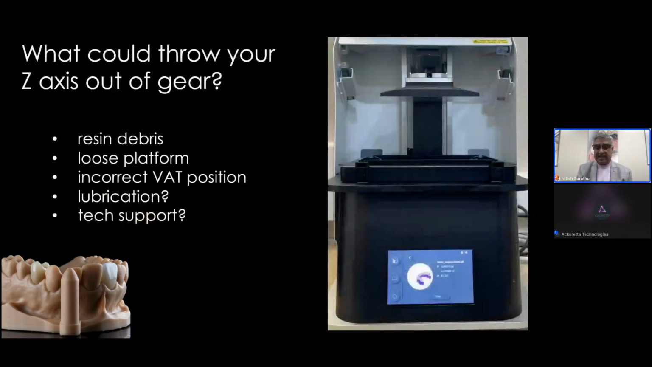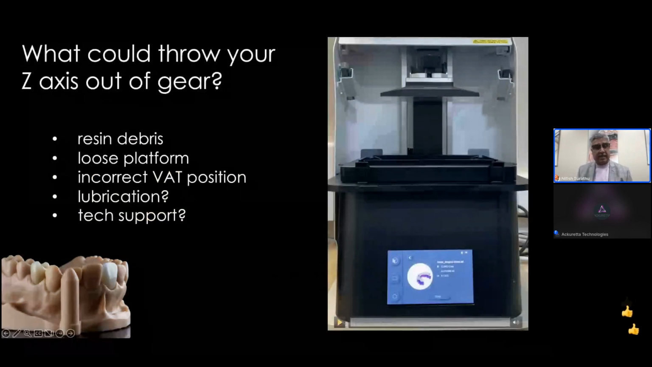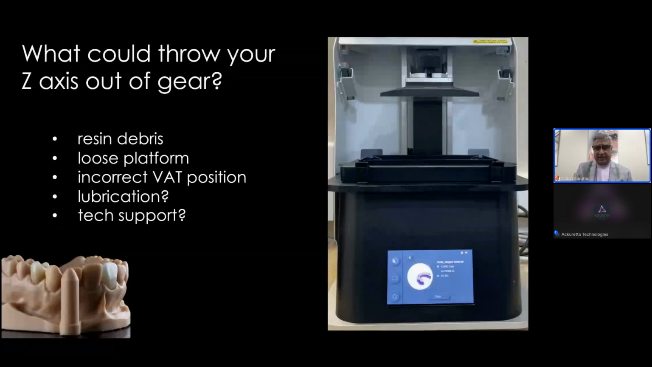I did talk about the z-axis. I did talk about the platform so much, and this is perhaps the appropriate point to talk about a very, very significant cause of failure. You can sometimes throw your z-axis out of gear. What do we mean by that?